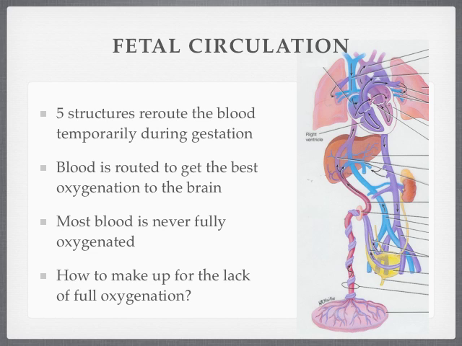So if you look at a diagram like this, you can see that the only blood that is fully oxygenated, that is bright red, is the blood in the umbilical vein, that large red tube coming back from the placenta. Nowhere else do you see fully red or fully oxygenated blood. What makes up for that? Does a fetus just survive on poorer blood, or is there something else going on? And there is.